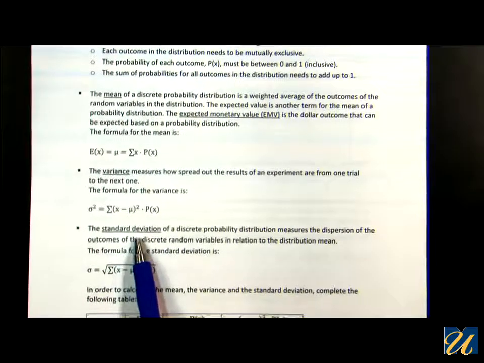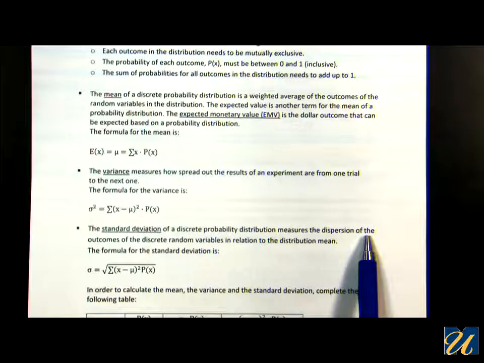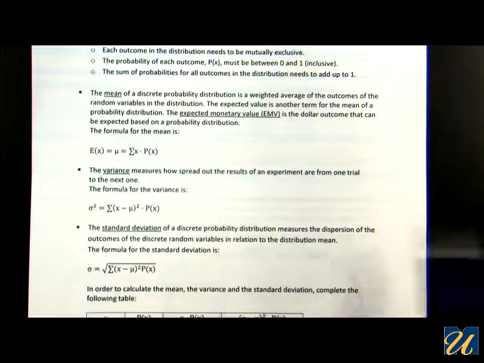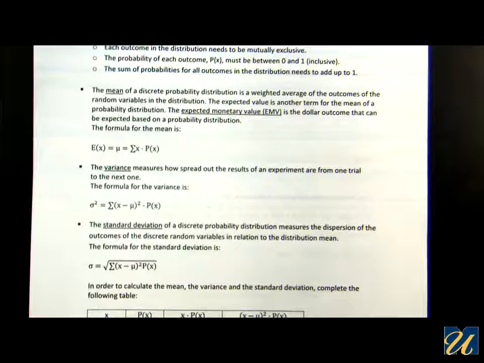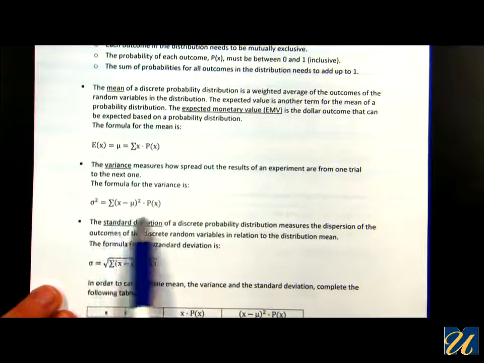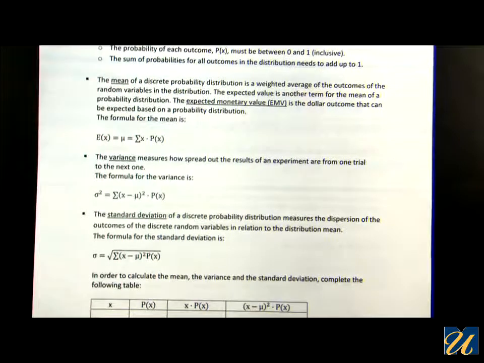Now, the standard deviation of a discrete probability distribution measures the dispersion of the outcomes of the discrete random variables in relation to the distribution mean. The formula for the standard deviation, as always, is simply the square root of your variance. So whatever you find for your variance, you simply take the square root of that, and this will give you your standard deviation.